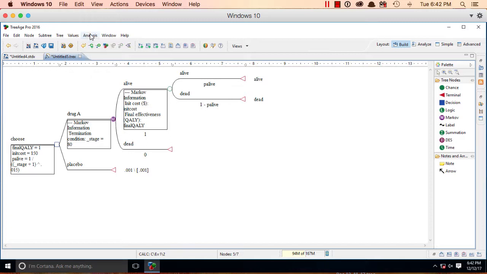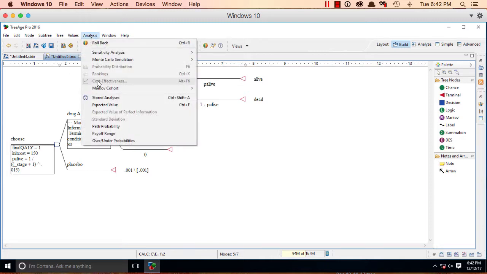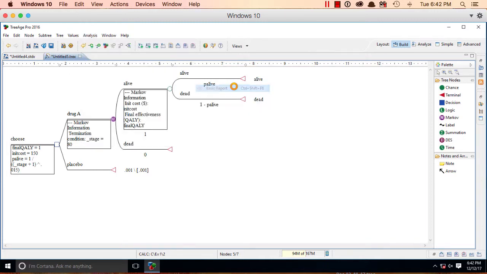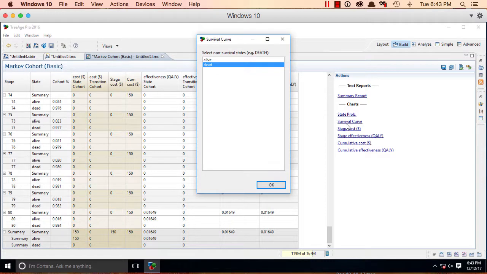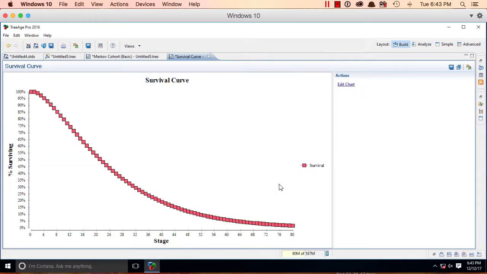And just like last time with the sealant model, we could run a Markov cohort here and see all of those 80 stages. So it starts with stage 0, where everyone's alive, no one's dead. 100% alive, 0% dead, all the way down to stage 80, where 1.6% of them are alive and 98.4% of them are dead. So after 80 years, 98.4% of the cohort has died, or for an individual, there's a 98.4% chance that they've died after 80 years.